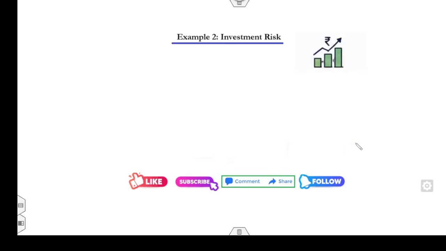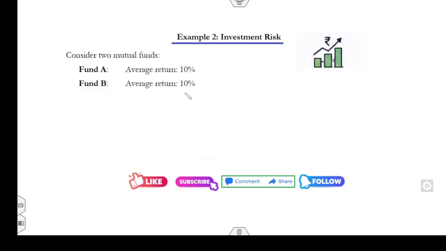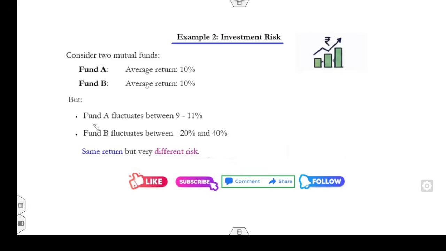Second example: say you are investing some money in mutual funds. Fine. So you have two mutual funds, fund A's average return is 10, and fund B's average return is again 10. So in which fund would you prefer to invest? So would you invest randomly? You can never do that. You have to look at it. Fund A fluctuates between 9 to 11%, while fund B fluctuates between minus 20 to 40.